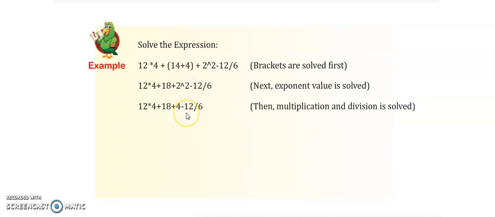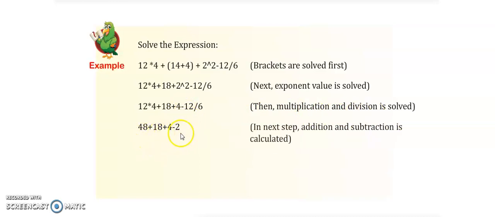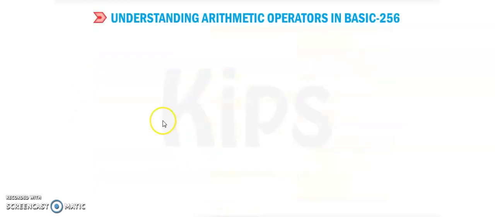So okay, then multiplication and division will be solved. After that output will be this, and 48 plus 18. Then next step addition subtraction will be calculated, 70 plus 2. After that answer will be 68. Okay, solve this expression in your rough copy on your own. After that you can understand well.